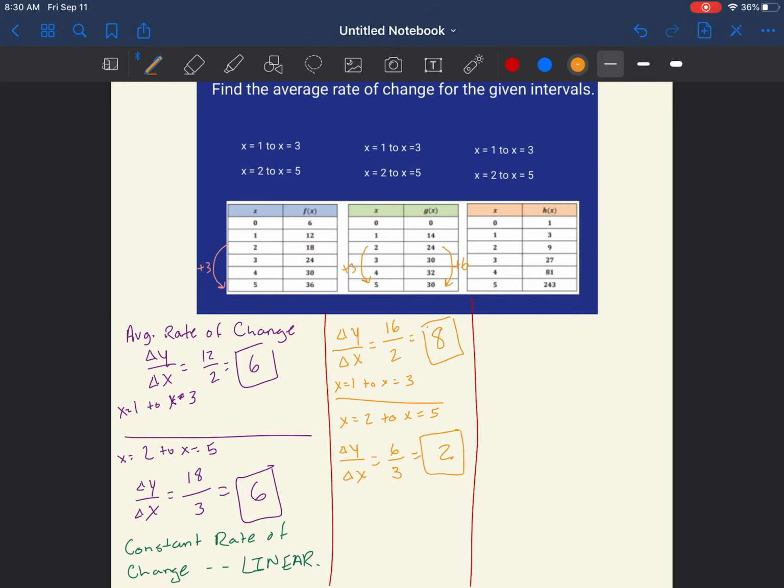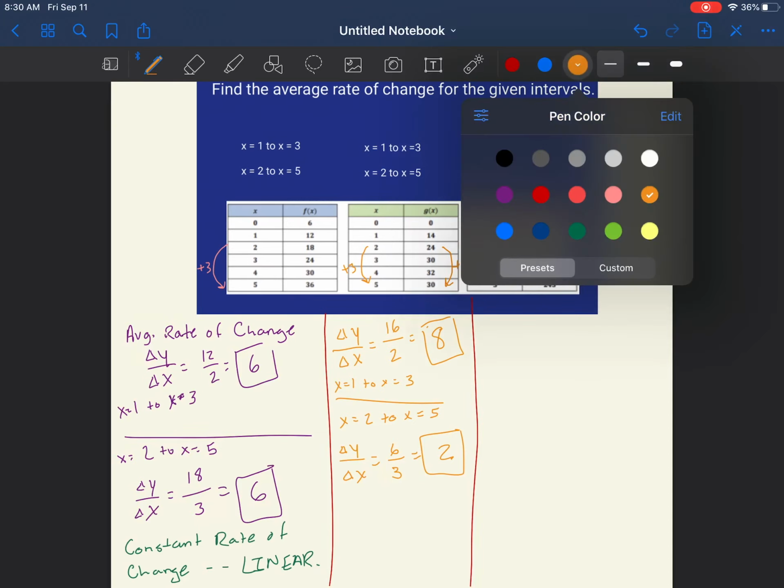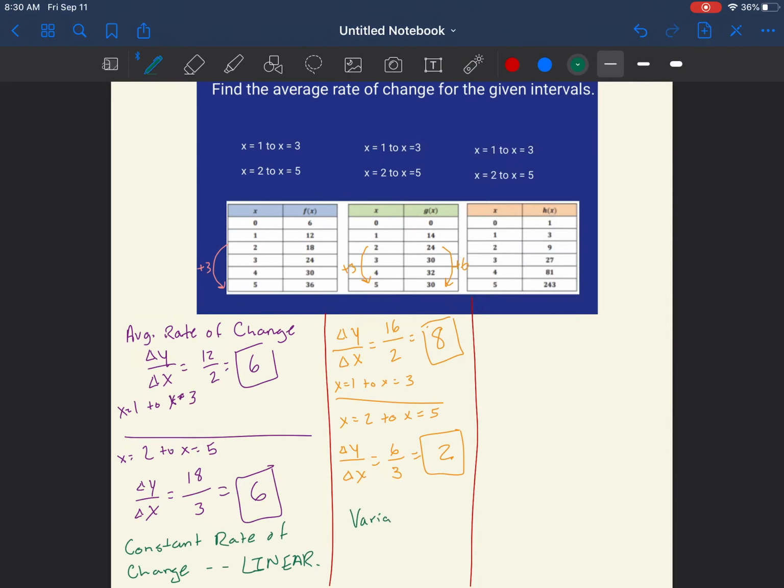This is interesting because notice we don't have a constant rate of change. Our rate of change is 8 and then 2. So this is what we call a variable rate of change, meaning it varies. It's not the same. We talked about this in the other video: this specific type of function goes up and then down, and it's called a quadratic. We'll talk more about that in the second quarter.